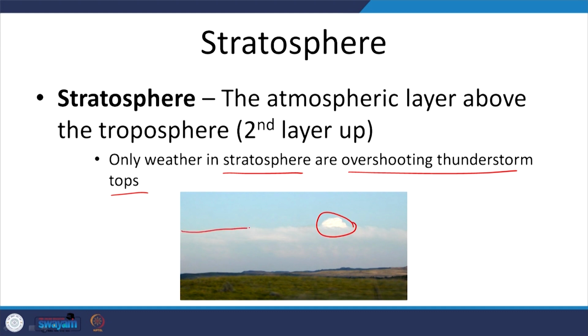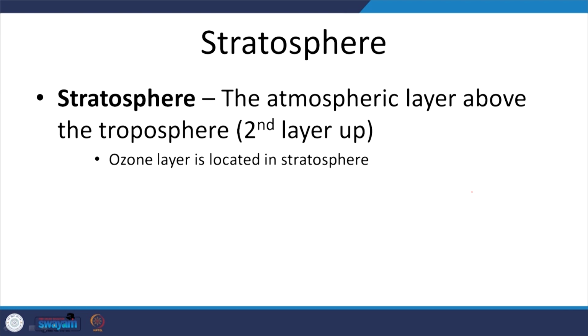There may be some times when the thunderstorm develops above the troposphere. So, the cloud top that you see is the tropopause. Everything that is above the tropopause is just the stratosphere. So, in that way, the only weather system that could develop into the stratosphere is the overshooting thunderstorm tops. Okay. It may happen. Ozone is located in the stratosphere.